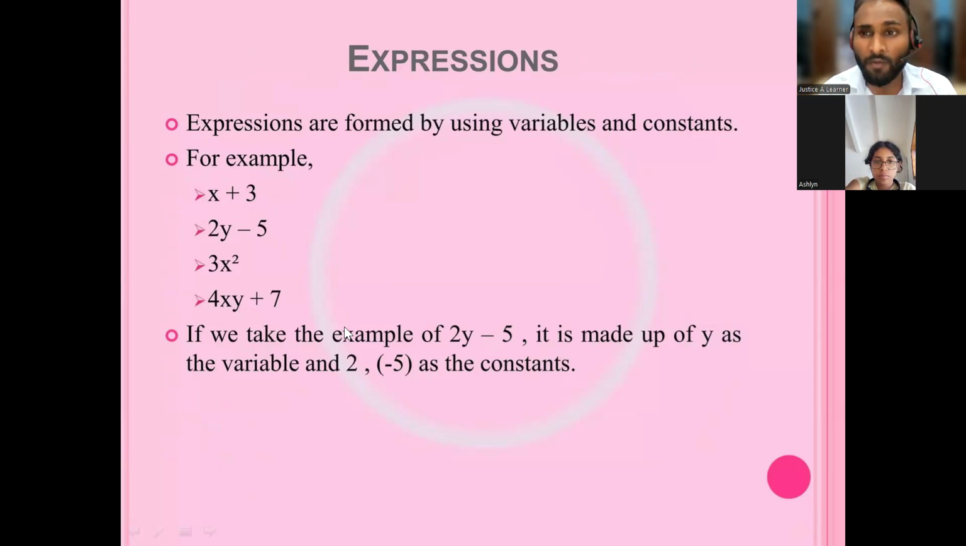So x plus 3, what is the variable and what is the constant here? The variable is x and 3 is the constant. Okay. What about 3x square? 3 is what? The constant. Okay, and x? Variable. Okay. And this square, this is power 2.